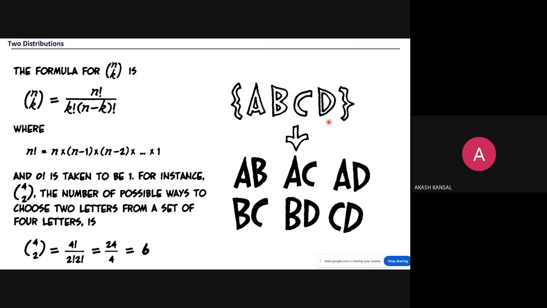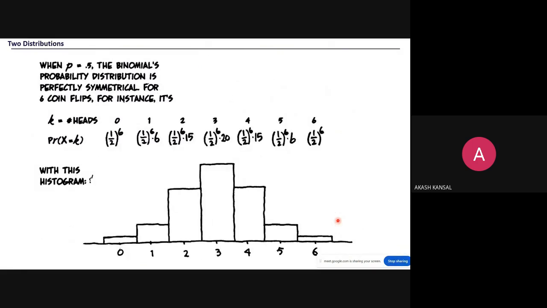What is the number of ways in which we can choose it? So this 6, what does it represent? It represents the number of ways in which I can choose 2 amongst these 4. Okay, I can either pick AB, AC, AD, BC, BD, and CD. These are the total number of ways in which I can pick 2 values from these.